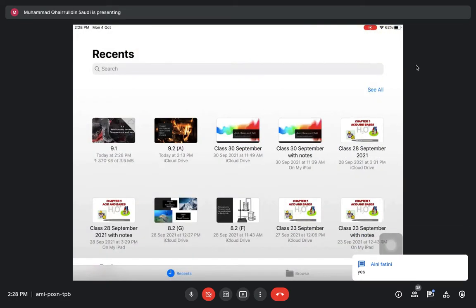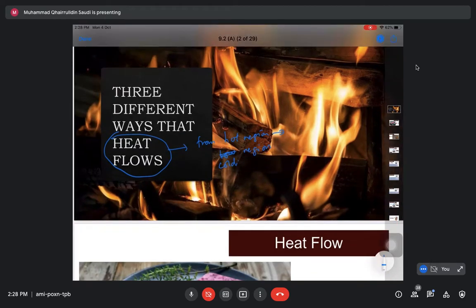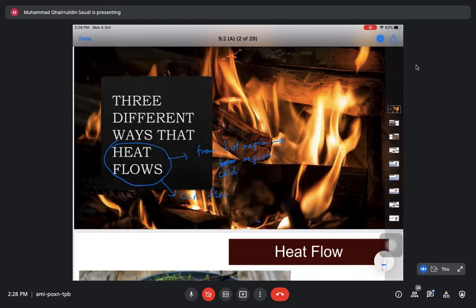The next subtopic, which is 3 different ways that heat flows, 9.2. Okay, before we learned that heat can flow, right? Heat can flow, and heat flows from hot region to cold region. Meaning from hot things to cold things, okay? And heat can flow. Tu beza dia dengan temperature tadi. Temperature tak boleh flow. Temperature can only increase or decrease.